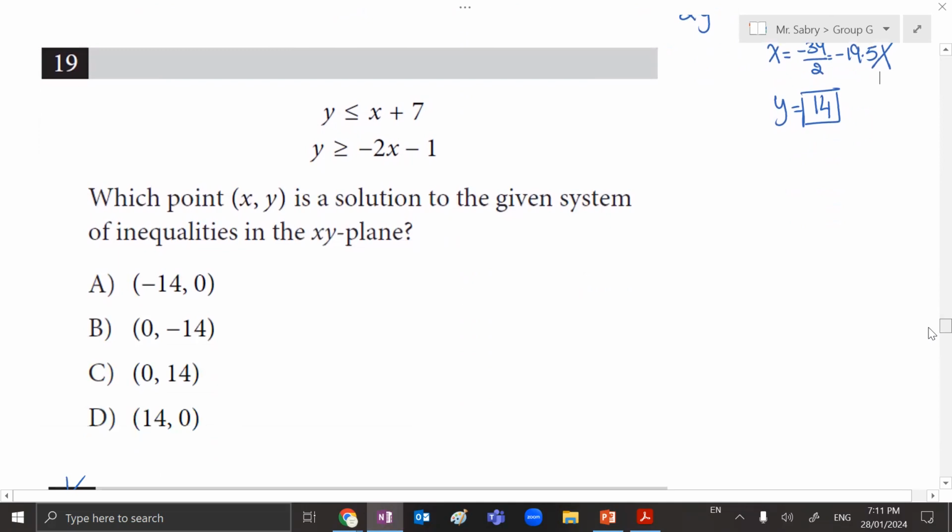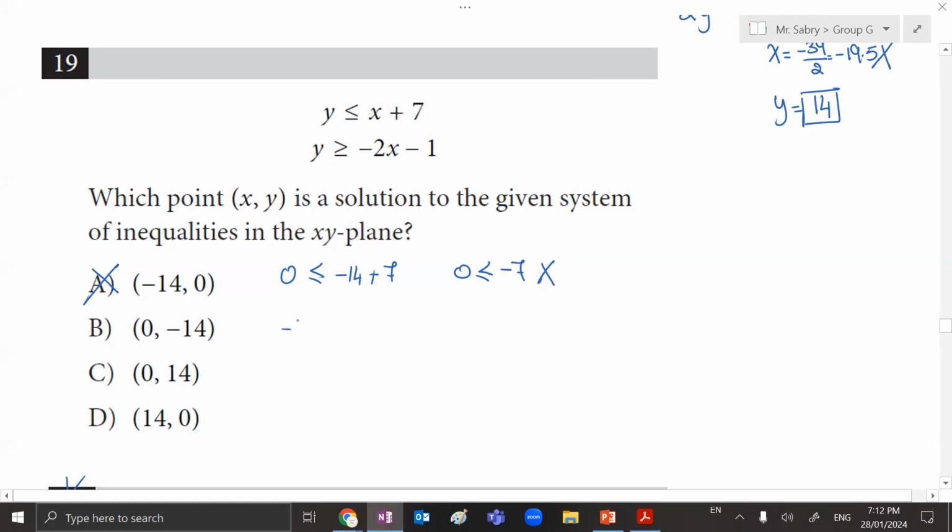Type 19, it's a system of inequalities. They ask which of those is a solution. The best thing to do is honestly to try them out. So I'll substitute. It has to work in both inequalities. If I put 0 in place of y and negative 14 in place of x, plus 7, it would mean that 0 is less than or equal to negative 7, and that is not true. So A is wrong anyway.